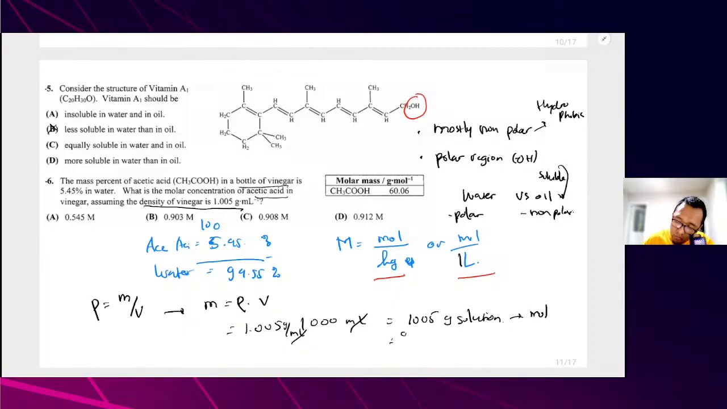So just gram per mole. This one is divided by 60.06. We need to know the mole, right? We know the gram, 1005 gram.